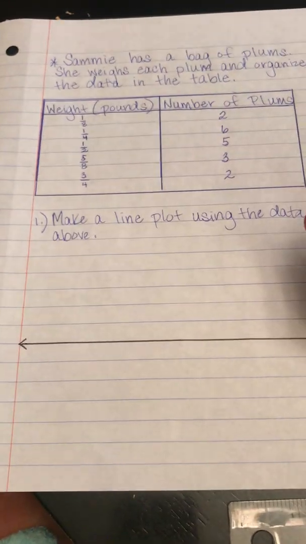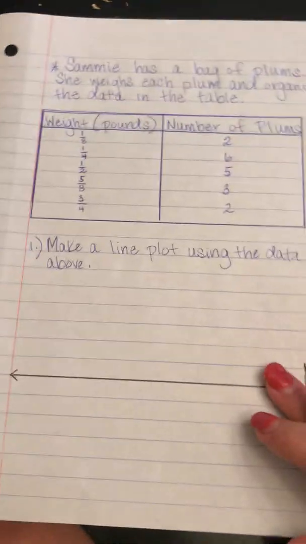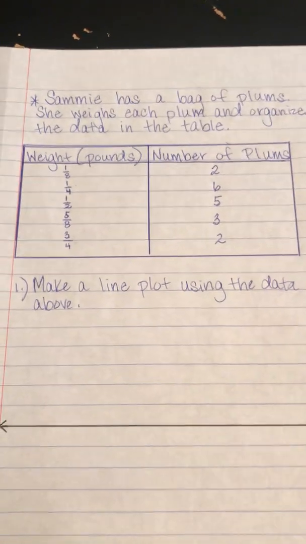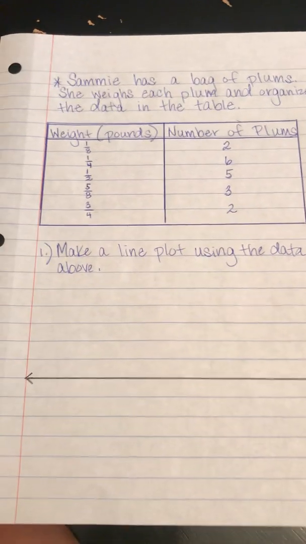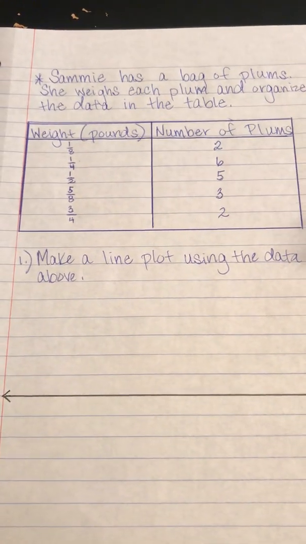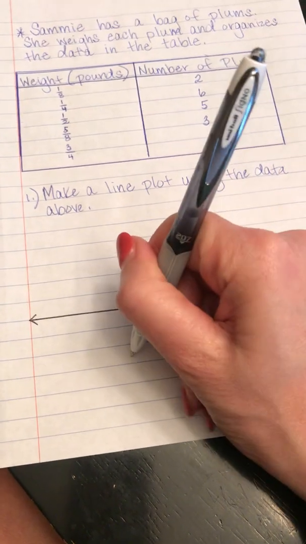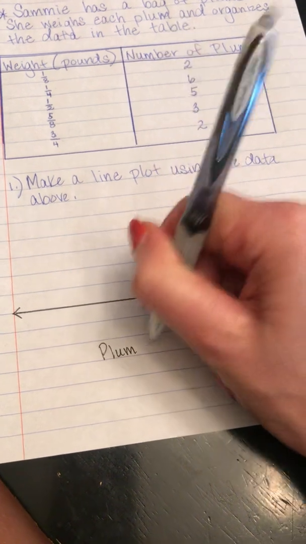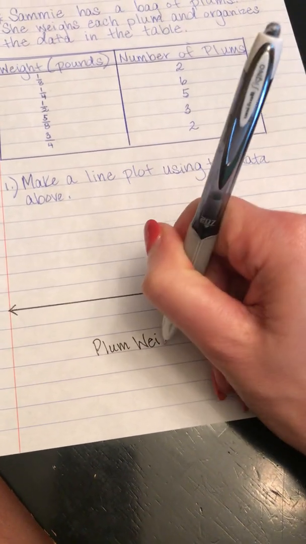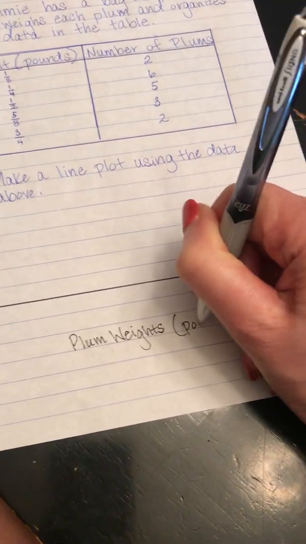Now, I'll put my arrows on there, and I'm going to think to myself, what am I going to be putting on this line plot? So you're going to look at your data, and think, well, what am I talking about here? I'm talking about the weight of plums. So I'm going to say plum weights, and then my unit, of course, is going to be pounds. So I'm going to write that down here at the bottom, plum weights in pounds. And plums are fruit, if you didn't know.